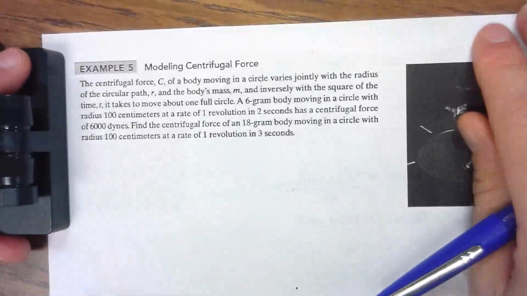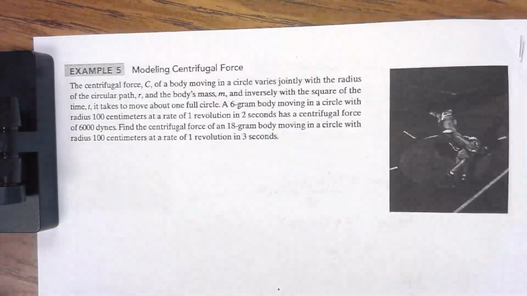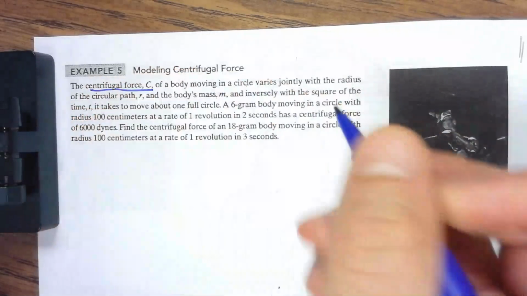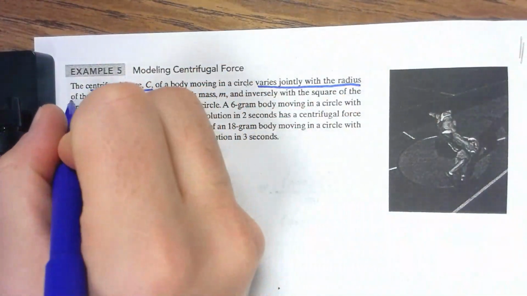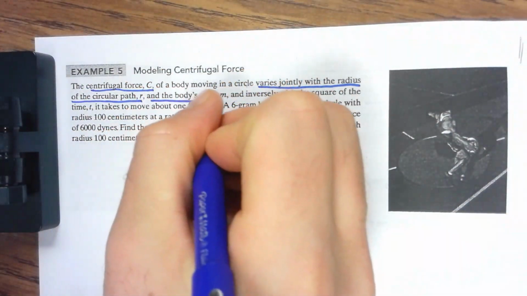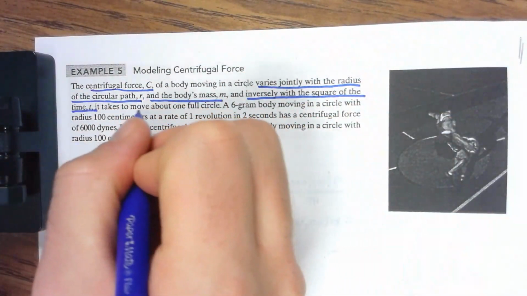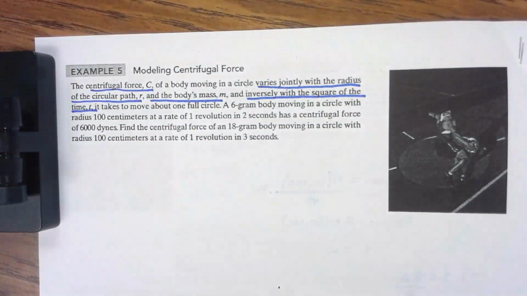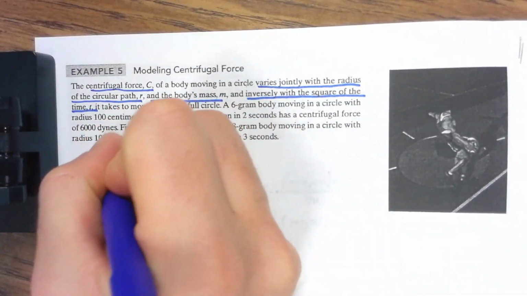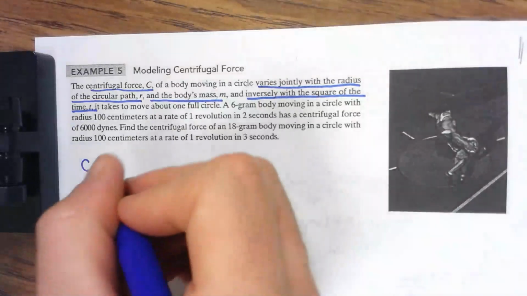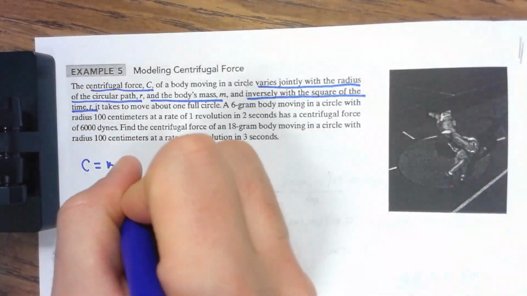Know that we can also see combined variation here, which we are going to see. So it says the centrifugal force C of a body moving in a circle varies jointly with the radius of the circular path r and the body's mass m, and then inversely with the square of the time t it takes to move about the full circle. Okay, so we're going to go ahead and just set up this equation here. With that centrifugal force, C, we still have our constant, varies jointly with the radius r and mass, so that's r times m, and then with it being inverse of the time t.